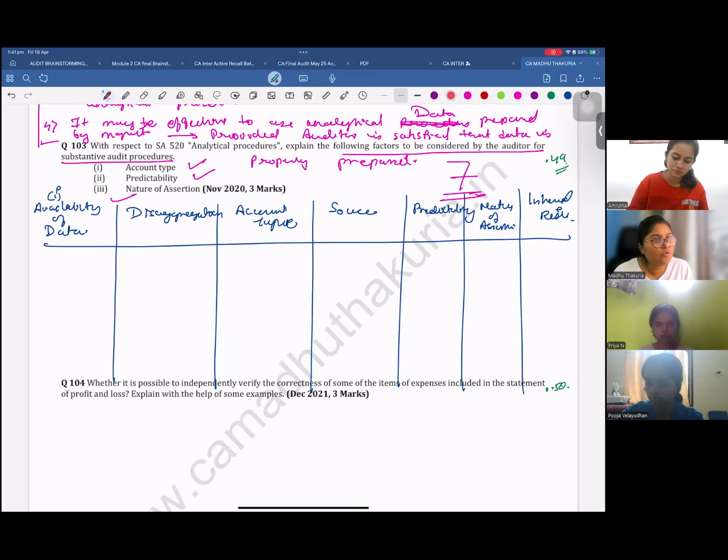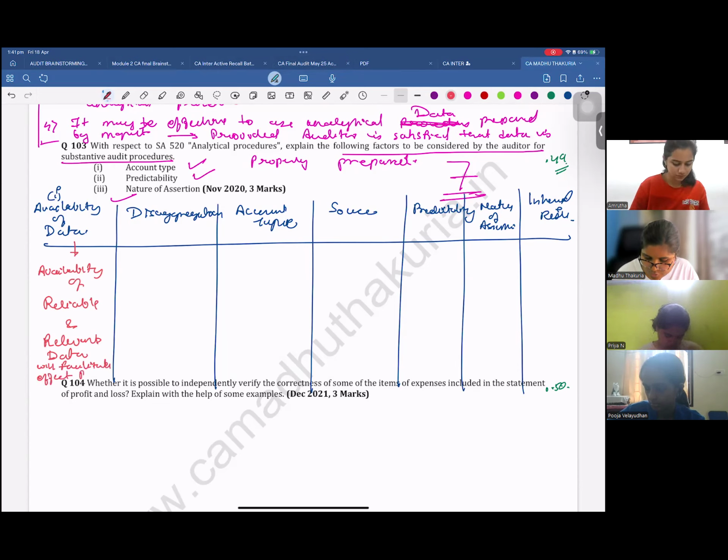So whenever you consider that you want to apply the analytical procedure, first consider whether the data is available. And not just that the data is available, availability of reliable and relevant data will facilitate effective procedures. So if you want to use analytical procedure, please make sure the data is both reliable and relevant, right?